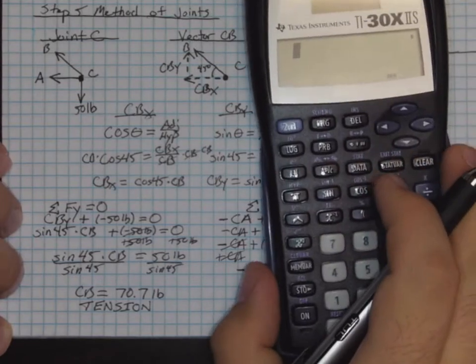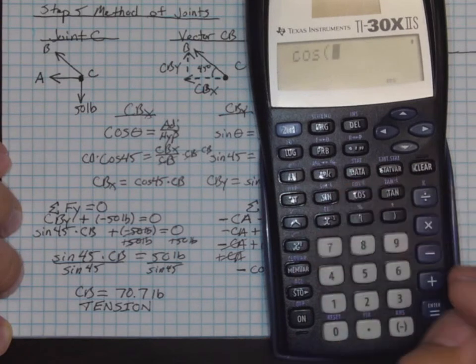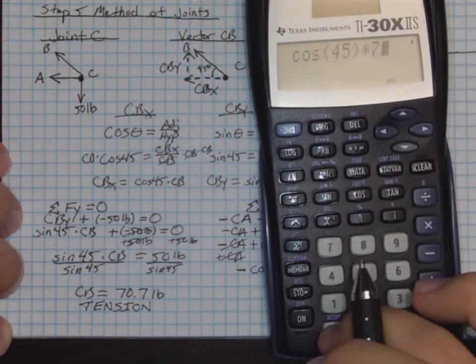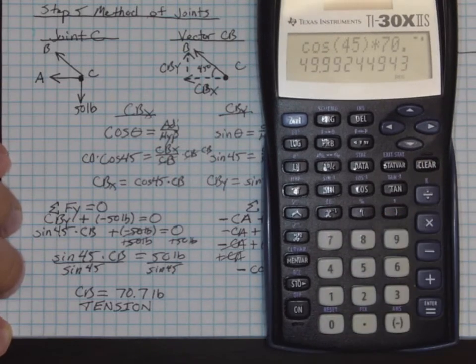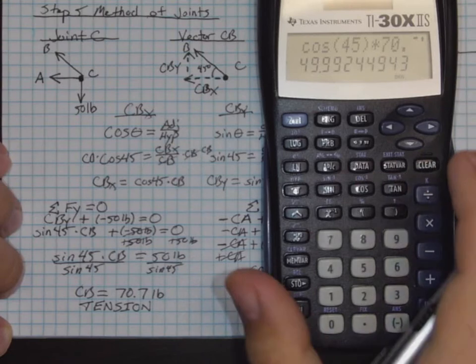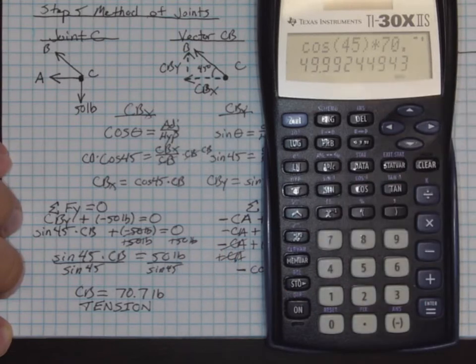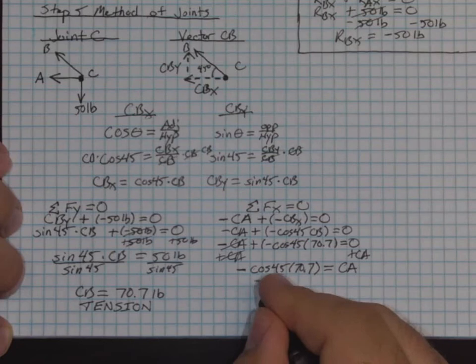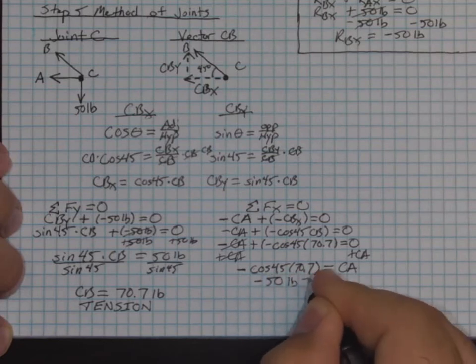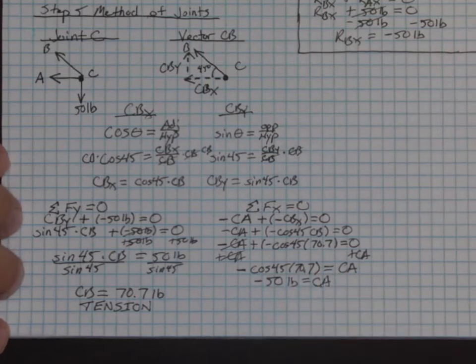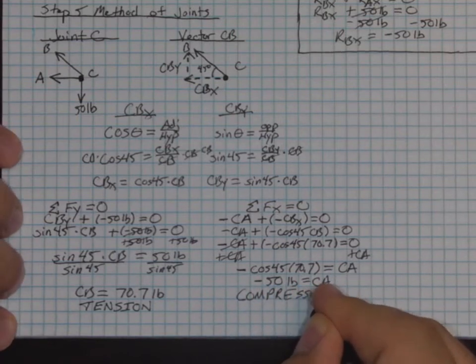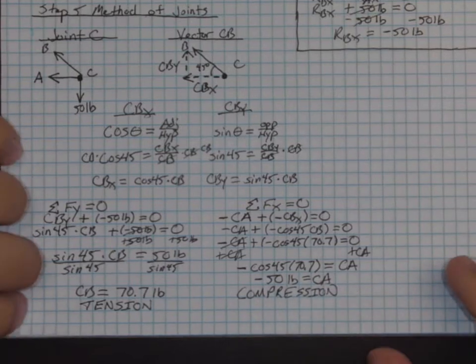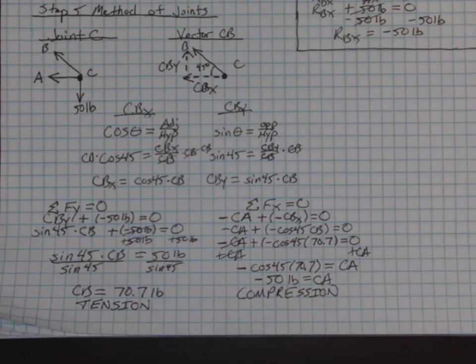And now if I run this on my calculator, I'm just going to do cosine of 45 times 70.7, keeping in mind that the negative sign is going to carry. And here I get 49.99, which, rounding to the first decimal place, takes me to a negative 50 pounds is equal to CA. And that means this is in compression. So this truss member is being squeezed as it experiences the 50 pounds of force being pulled down from joint C.